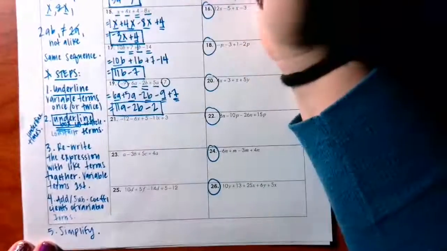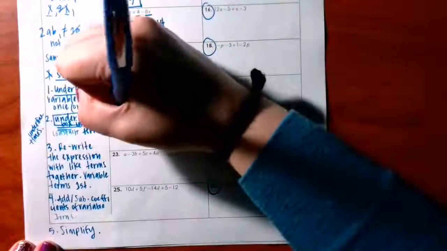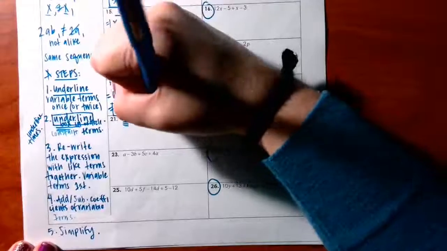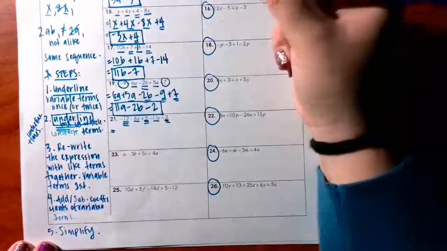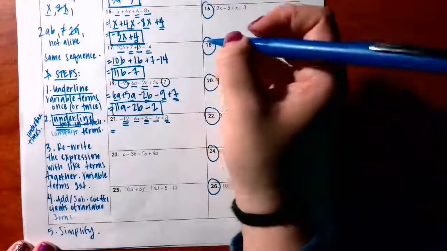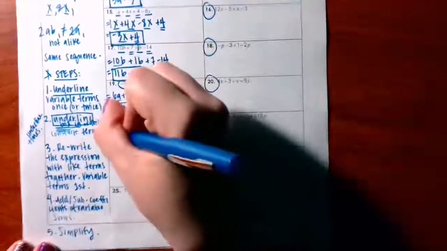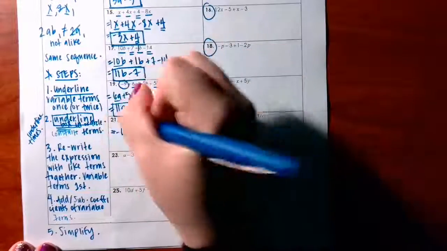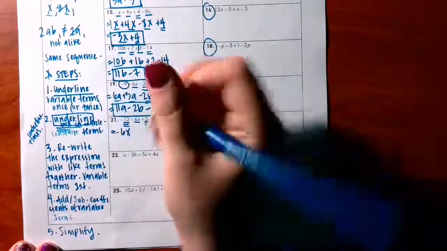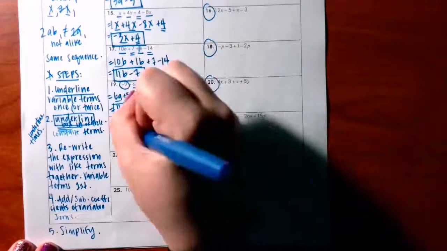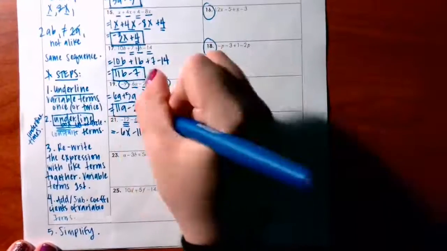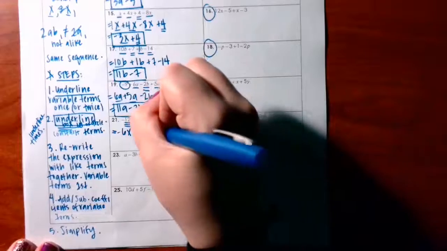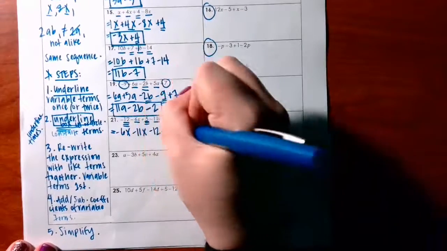Moving on to 21, I'm going to underline my variable terms. I'm going to underline my constant terms 3 times. Third step, I'm going to rewrite the expression with my like terms together, variables first. So negative 6x, remember that subtraction sign goes along with the 6 that is in front of it. Minus 11x, same for the subtraction in front of the 11x. Minus 12 plus 5 plus 3.